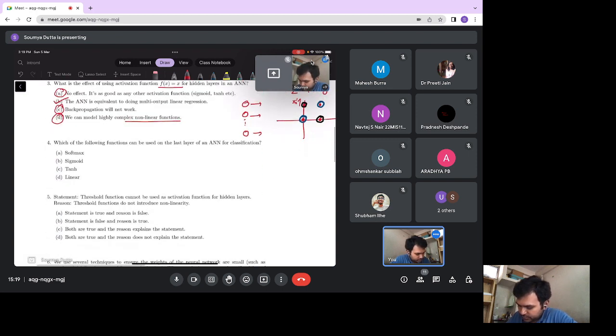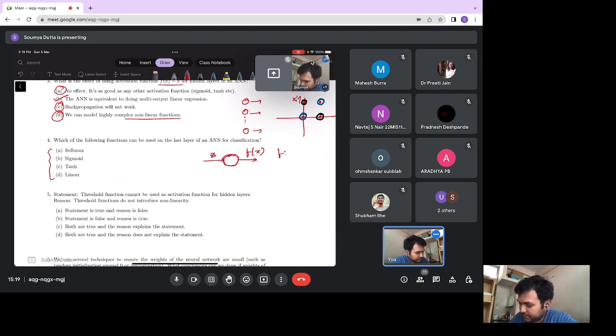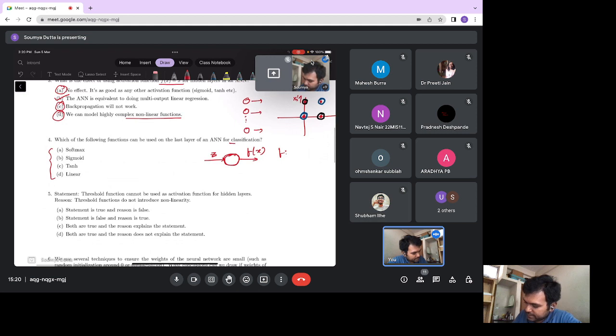Okay, so the fourth question is, which of the following functions can be used on the last layer of an ANN for classification? So the options are softmax, sigmoid, tanh, and linear. So consider this as your output node, and this as your input. So let's say this is z, and this is your f(x). So this f is the activation function. These f can be any of these four particular things. But remember that you are doing classification here.